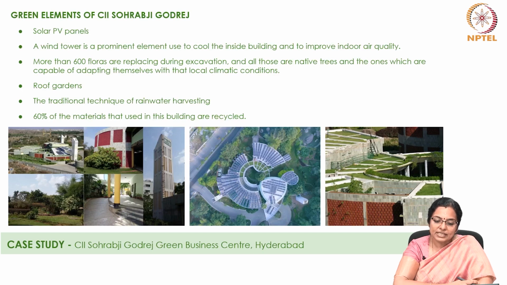Green elements of CII Sorabji Godrej building include solar PV panels, a wind tower which is a prominent element used to cool the inside of the building and to improve indoor air quality. On the roof garden, there are more than 600 floras which were replaced during excavation, and all those are native trees and the ones which are capable of adapting themselves to the local climatic conditions.